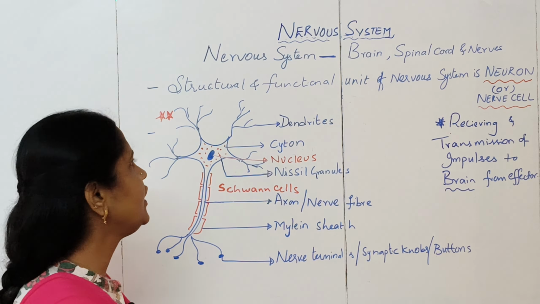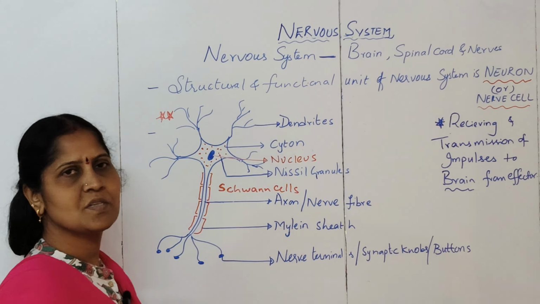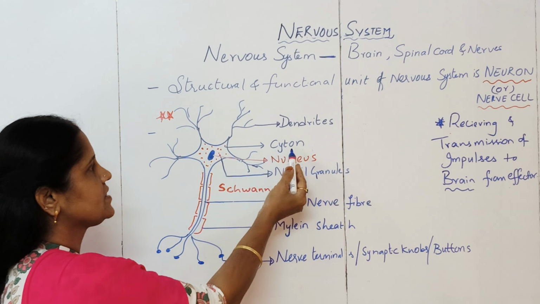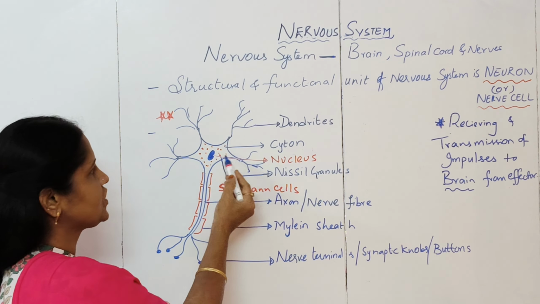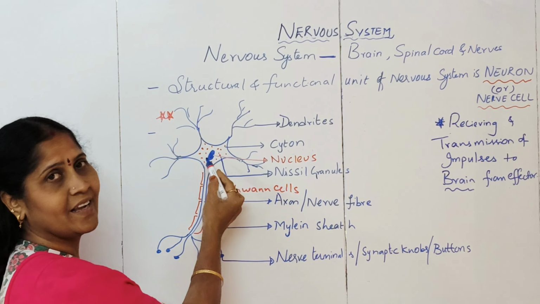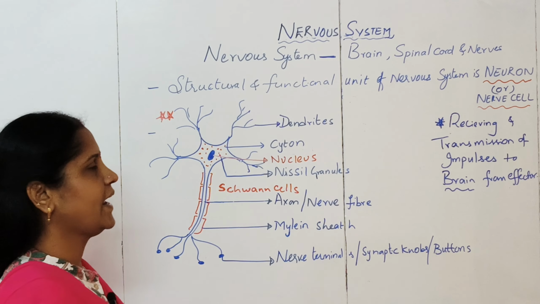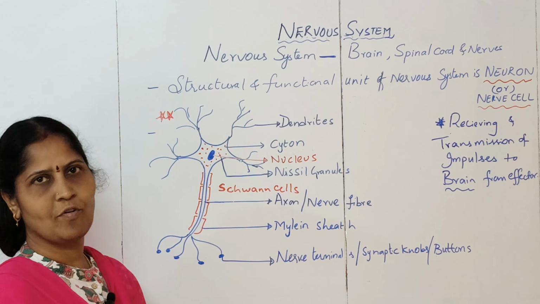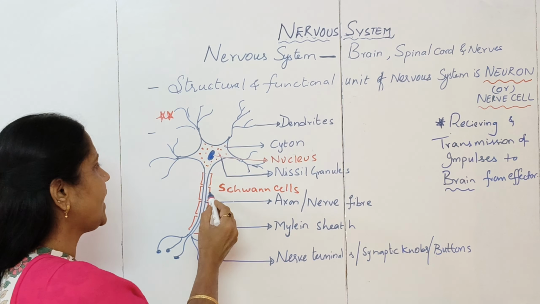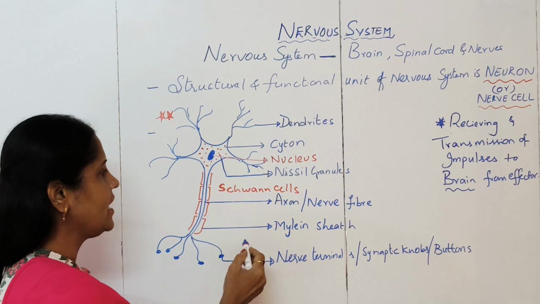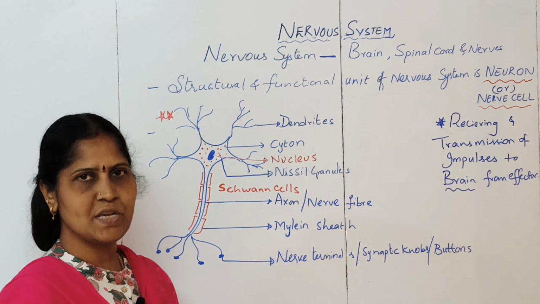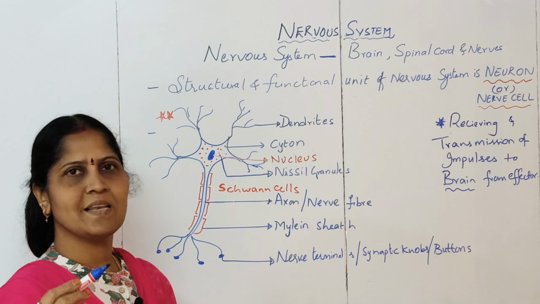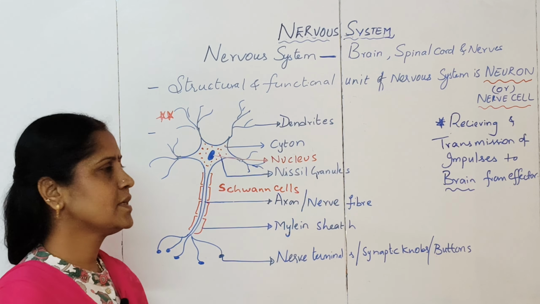Coming to the structure of the neuron, the neuron structure is star shaped like this. So it will consist of structures called dendrites, cyton. The central structure is the nucleus. The red colored dots you are seeing are the Nissl granules, and then this long structure is the axon or the nerve fiber. On that you can see some red lines drawn. These are nothing but the myelin sheath, and then we have the nerve terminals which are also called the synaptic knobs or synaptic buttons.